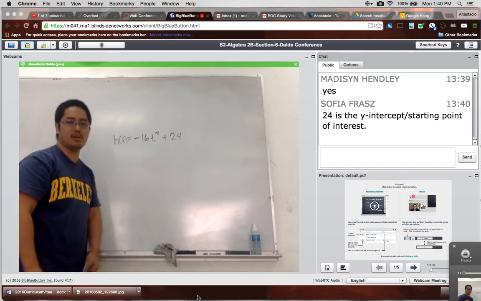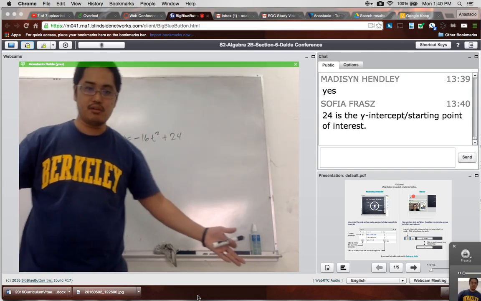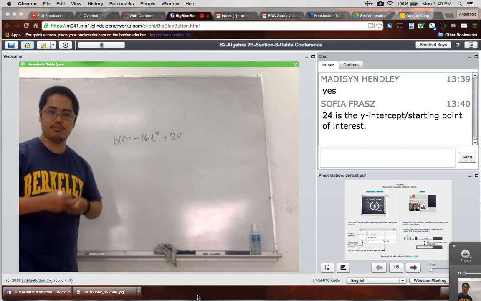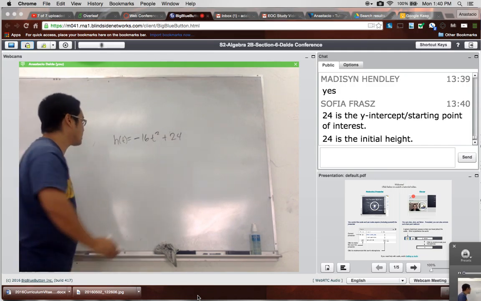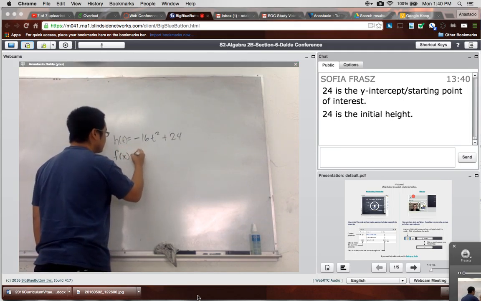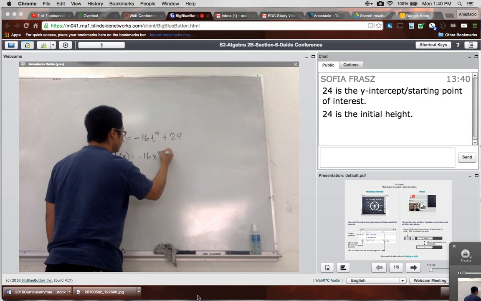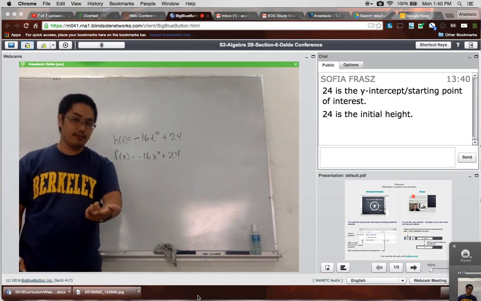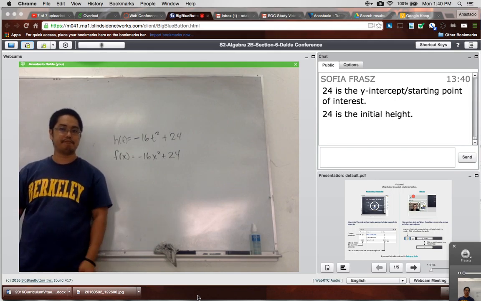All right, this one looks freaky because you've never really seen h of t is equal to negative 16t squared plus 24. But if I wrote it like this, then you guys wouldn't feel so bad, right?